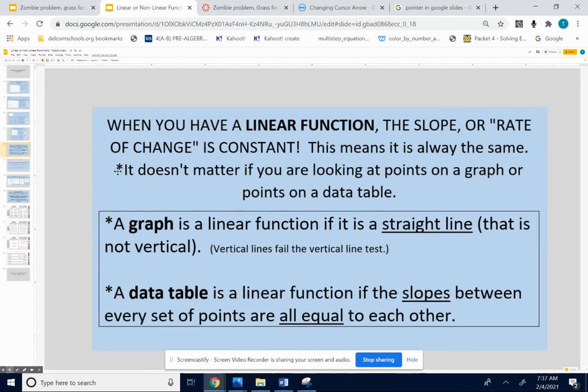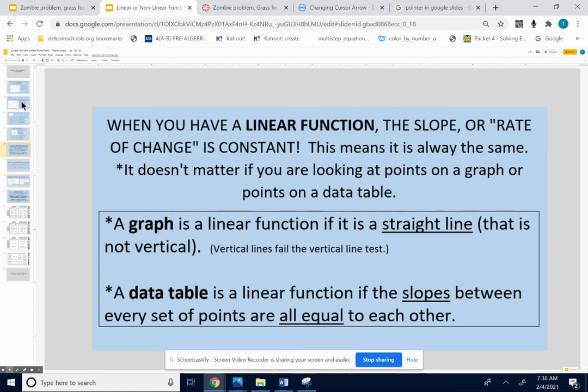As far as our topic, linear versus nonlinear, a graph is a linear function if it's a straight line. That's pretty easy. Linear, line. Keep in mind it's not a function if it's vertical, because a vertical line would fail the vertical line test. A data table is a linear function. You're not going to have a picture to look at, so a data table is a linear function if the slopes between every set of points are all equal to each other.